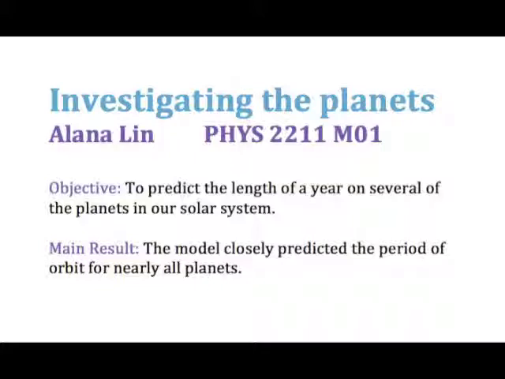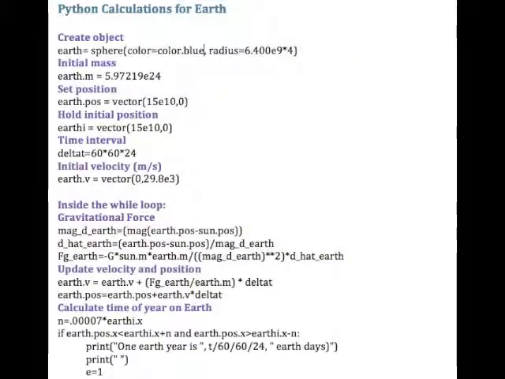I put the origin at the sun and let all the planets originate to the right of the sun so the velocity would all be in the positive y direction at the start of the model. These are the specific calculations for Earth in my Python model. Earth is a sphere with a radius to scale with the rest of the planets, but large enough to be seen with the size of the orbit.